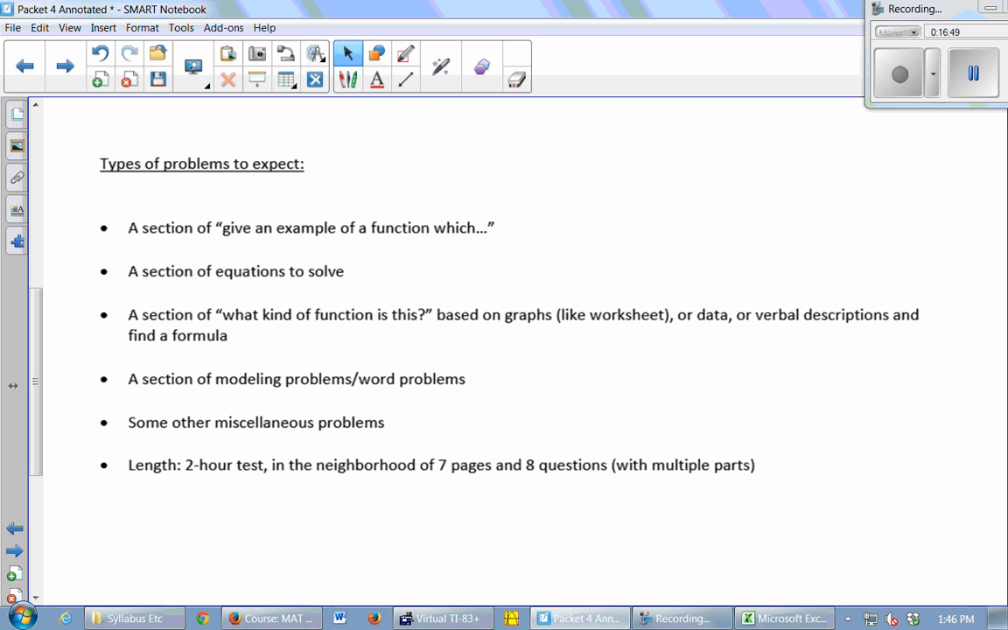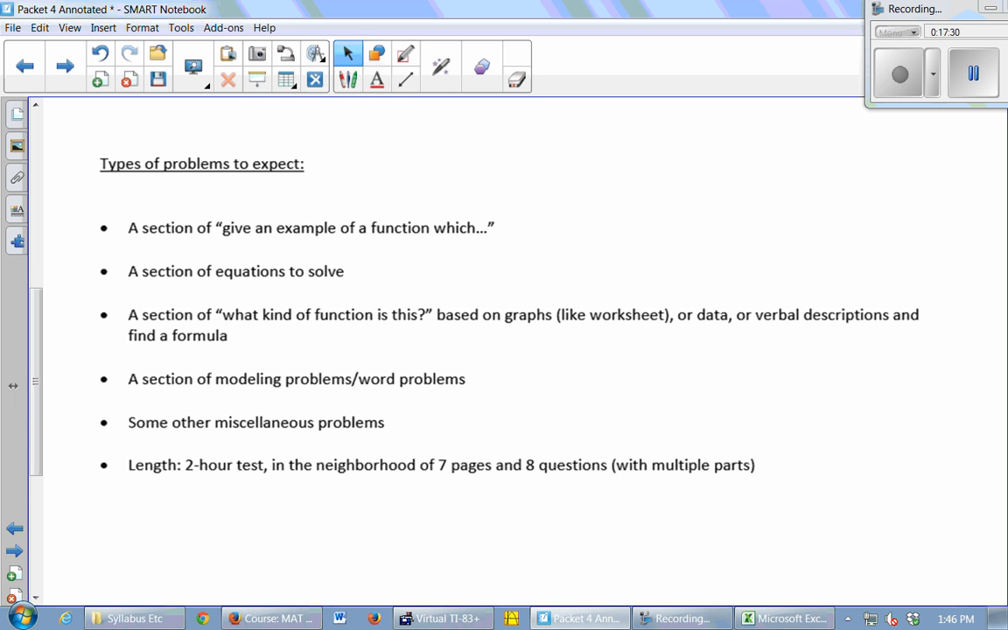And then there's going to be a section of what kind of function is this, where I might give you a picture of a graph, or I might give you some data like in a table, or I might give you a verbal description about a ball falling or something like that. And you have to say what kind of function it is and be able to find a formula. There's going to be a section of word problems. There's going to be a couple of other miscellaneous sort of thematic function questions like composition, inverse, maybe interpreting function notation in a contextualized problem, like what are the inputs, what are the outputs.